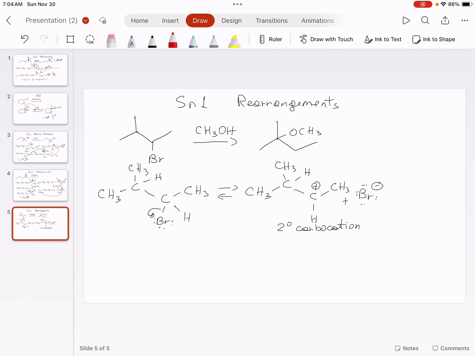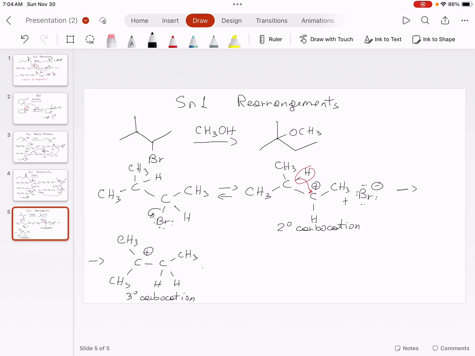This is called the hydride shift. The entire hydrogen with its electrons moves from the neighboring carbon, and this gives a more stable carbocation. As you can see here, we go from secondary to tertiary. Now the hydrogen moves, and this is a tertiary carbocation. This is a condition that has to be satisfied in order for the shift to occur.